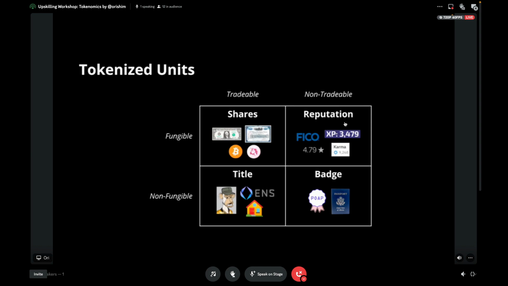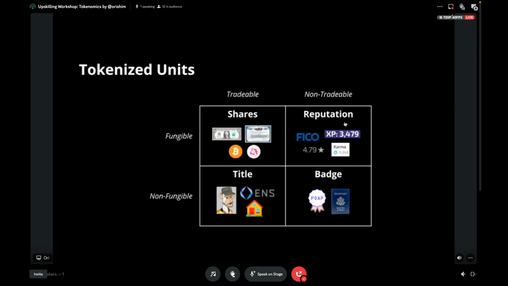Then if you go to the top right, we have units that are fungible, but they're not tradable. You can't just transfer them. So this is like your karma on Reddit, or maybe your credit score, or your Uber rating. I'm calling this reputation, but this is basically what people now are calling soul-bound tokens, SBTs. It's associated with your account, and you earn it through participation in some system, and it actually means something about what your account has done.